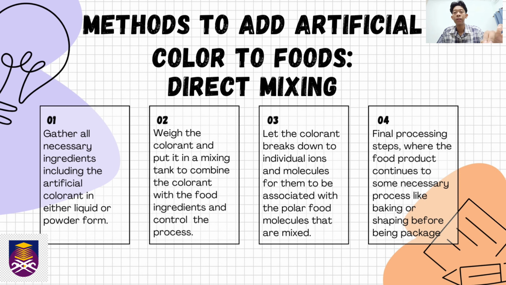So we can let the colorant break down into individual ions and molecules for them to be associated or combined with the polar food molecules that are being mixed, thus not making clumps of colorant that are not mixed into the foods. And lastly, in the final process, we could add another step where it is necessary to bake or process the food first before it is delivered to other manufacturers.